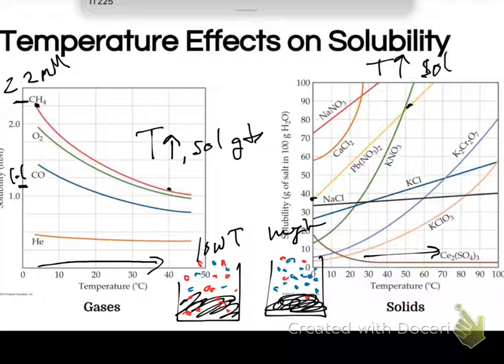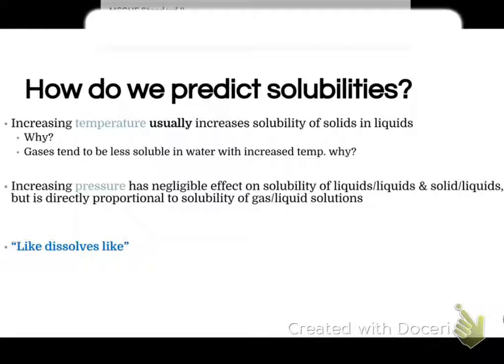So as we increase the temperature, the solubility of a solid increases. This is generally true, but not always. This compound down here is doing something funky. But generally speaking, as we increase temperature, the solubility of the solid increases.